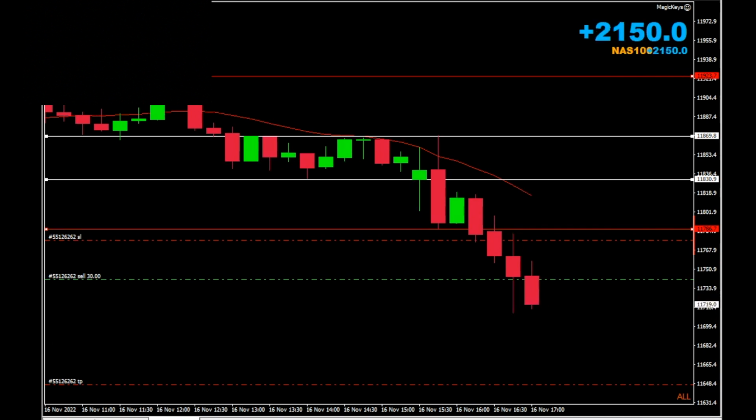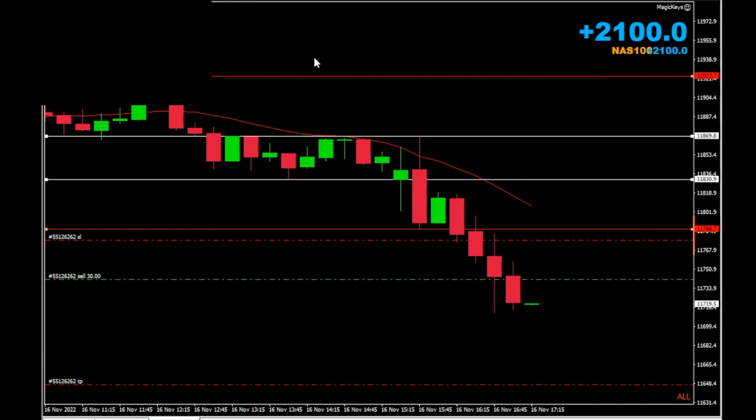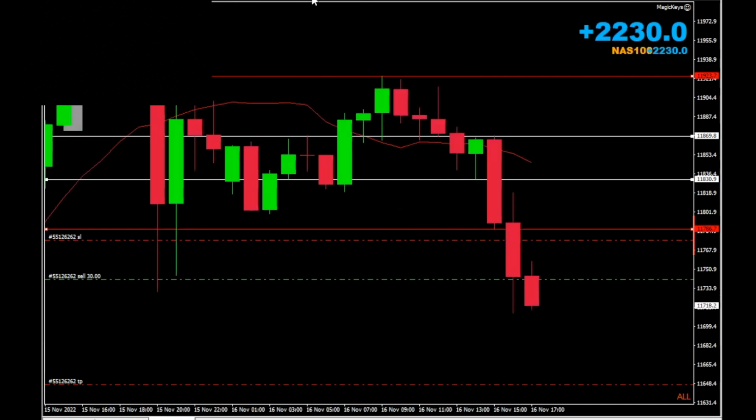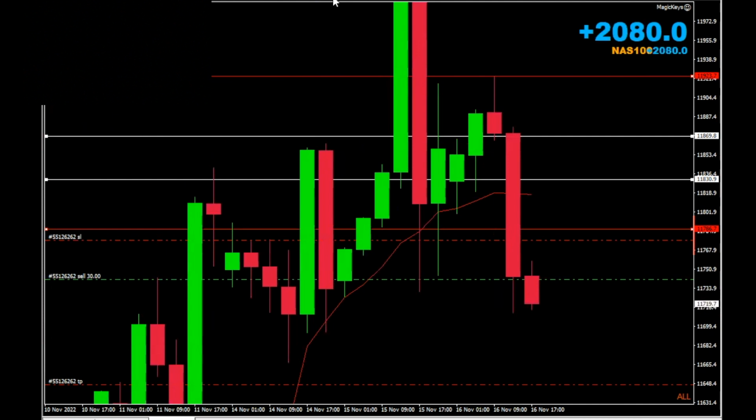Let's see if I can time that just right. There you go, 21, 22. And then after that is when it started going down significantly. The next 5-minute candle just opened. It made a slight attempt to go back up, and then it started pushing back down again.